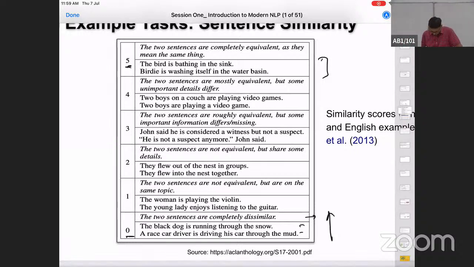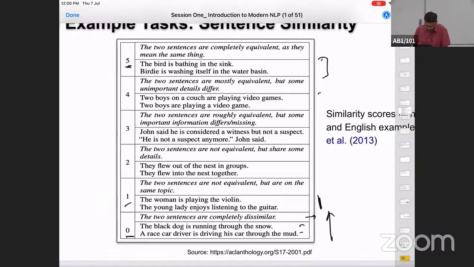Let us read these two sentences. The woman is playing the violin. The second sentence is the young lady enjoys listening to the guitar. Are they exactly similar? No, but they have some form of relatedness. There is a woman in both of them, and they are listening to or playing some musical instrument. So there is some form of similarity, and maybe we can assign 1. It's not completely similar, but also not completely dissimilar.